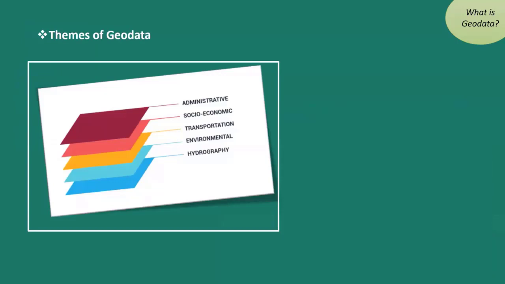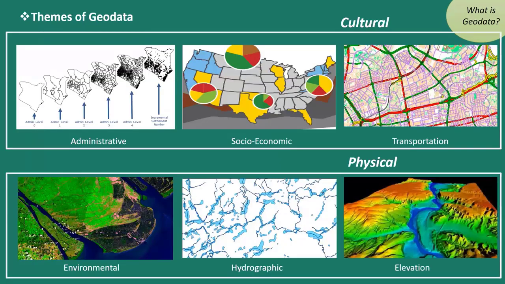So there are many different thematic categories of geodata. I just give here a summarized approach of 5: administrative, socioeconomic, transportation, environmental, and hydrographic. So just to have a full view, there are 2 big categories of geodata. One is cultural, meaning what is related to human activities, and the other one is physical, what is related to the Earth.